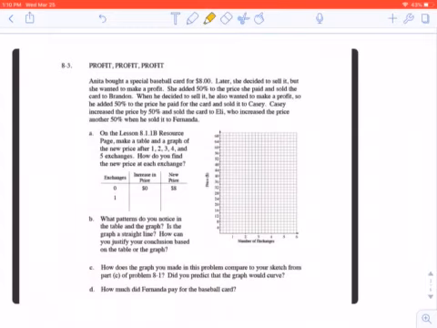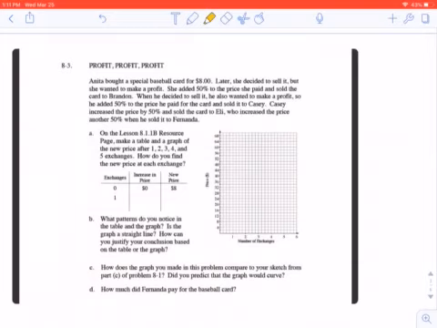8.3 says, profit, profit, profit. Anita bought a special baseball card for $8. Later, she decided to sell it, but she wanted to make a profit. She added 50% to the price that she paid and sold the card to Brandon. When he decided to sell it, he also wanted to make a profit, so he added 50% to the price that he paid and sold the card to Casey. Casey increased the price by 50% and sold the card to Eli, who increased the price by another 50% and sold it to Fernanda.